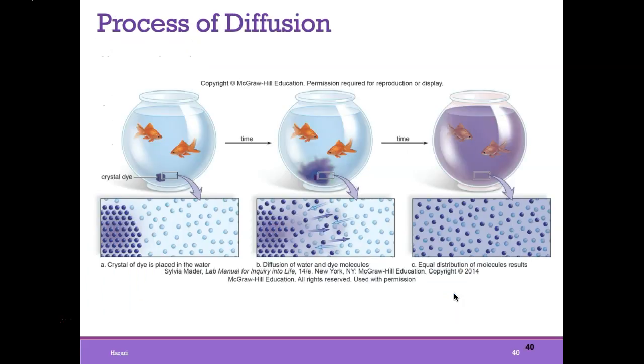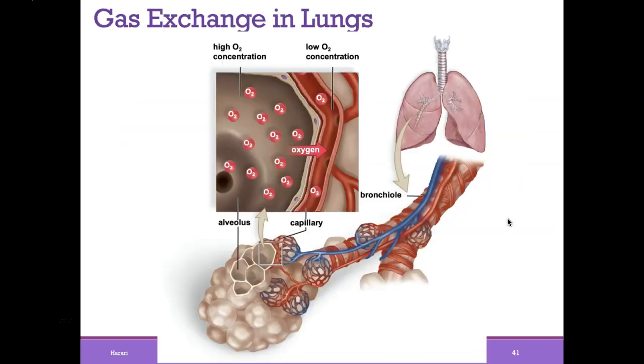Right, so this is an example of if you paste a crystal dye, those crystal dye molecules will diffuse into the water until there's an equal distribution of water and dye molecules. That just happens over time by Brownian motion.